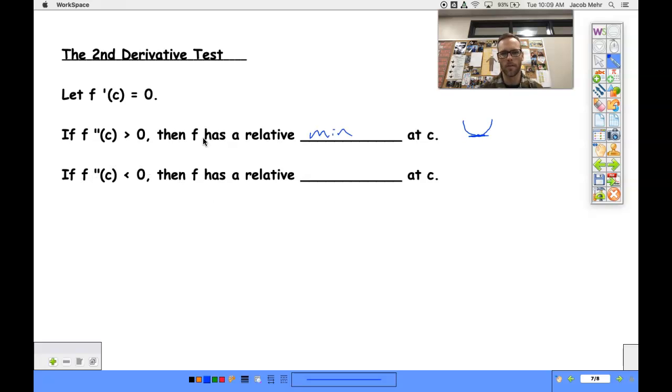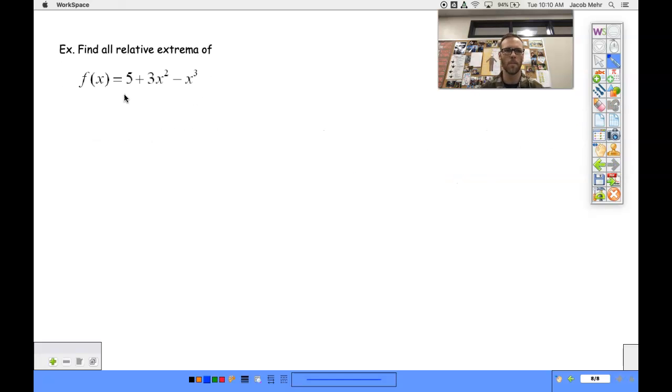But if the second derivative is negative, it's concave down. And if it's concave down at a critical number, then it is a relative maximum. So this is a nice test to determine if a critical number is a minimum or a maximum. Substitute it into the second derivative. So find all extrema of this function, 5 plus 3x squared minus x cubed.